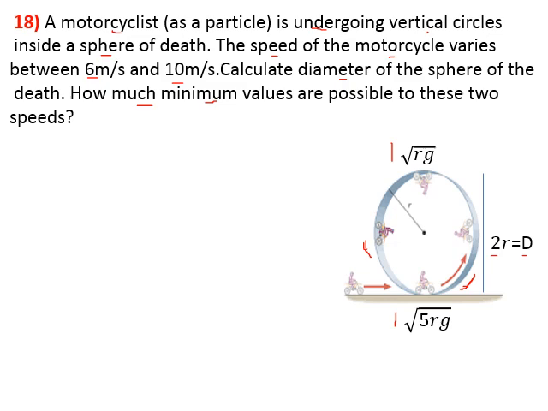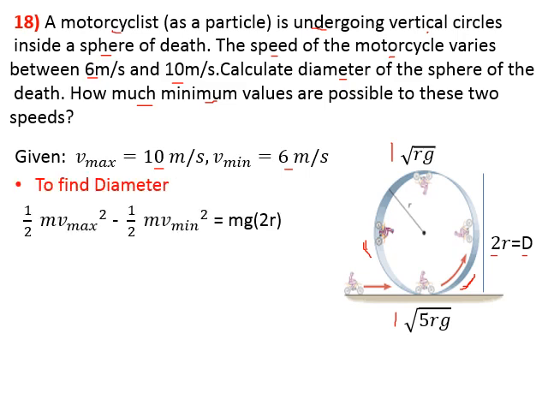What will you do? Think about this. Before that, what is given? Only two things are given: maximum speed and minimum speed. We can use the law of conservation of energy. Change in kinetic energy must be equal to change in potential energy. So 1/2 m v maximum square is the kinetic energy at the bottom position. Next, this is the kinetic energy at the topmost position. And finally, mgh is the potential energy and h is 2r in this case. That's why mg into 2r, where 2r is nothing but the diameter.